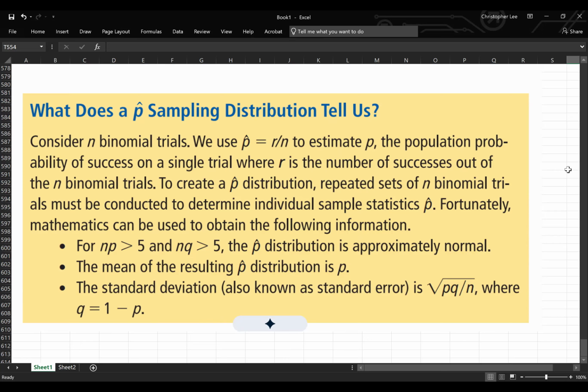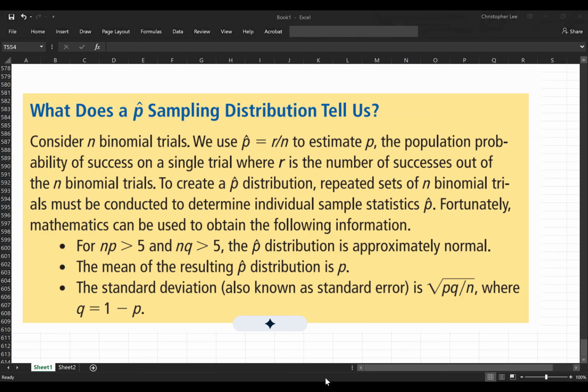Fortunately, mathematics can be used to obtain the following information. For n times p greater than 5 and n times q greater than 5, the p hat distribution is approximately normal. Hallelujah. The mean of the resulting p hat distribution is rho, yay. The standard deviation, also known as the standard error, is the square root of p times q over n, where q is equal to 1 minus p. All right, let's go to an example. The theory is fun, but the examples are more fun.